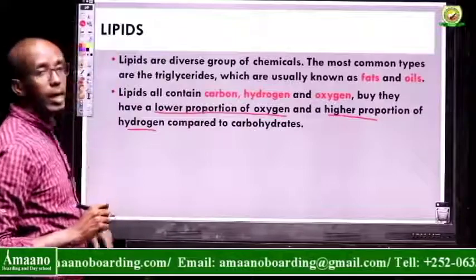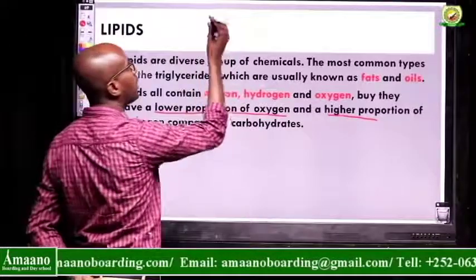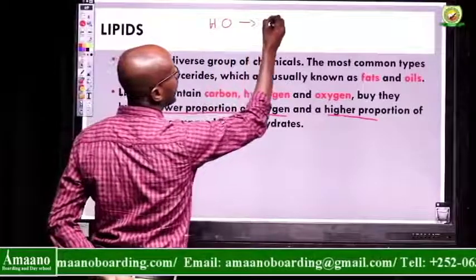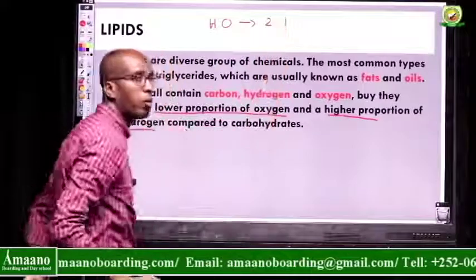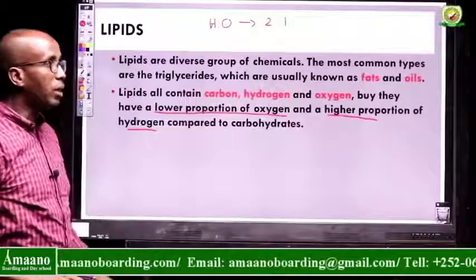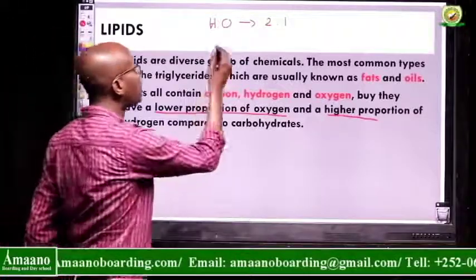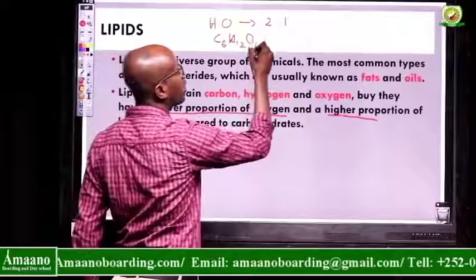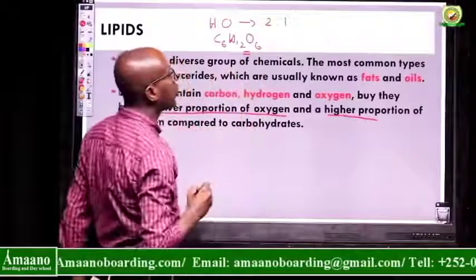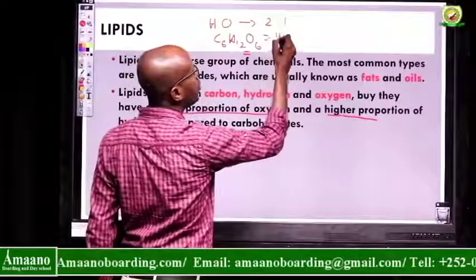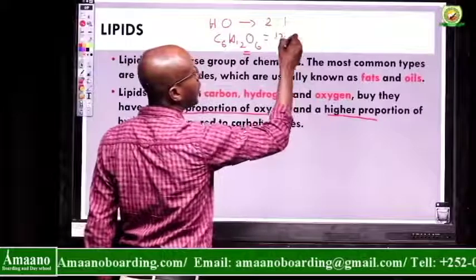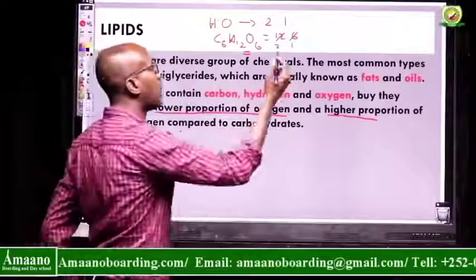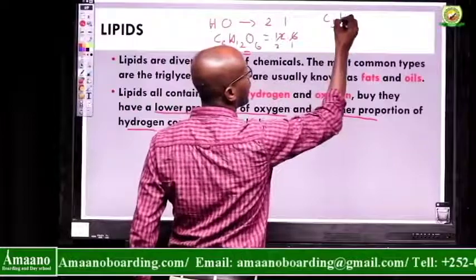This means in carbohydrates, all carbohydrates, the ratio of hydrogen to oxygen is usually 2:1. But lipids are different from that. For example, glucose has C6H12O6. If you calculate the ratio between hydrogen and oxygen, this is going to be 12:6, which is going to be 2:1. But if you take, for example, a glycerol molecule, this is a glycerol molecule.